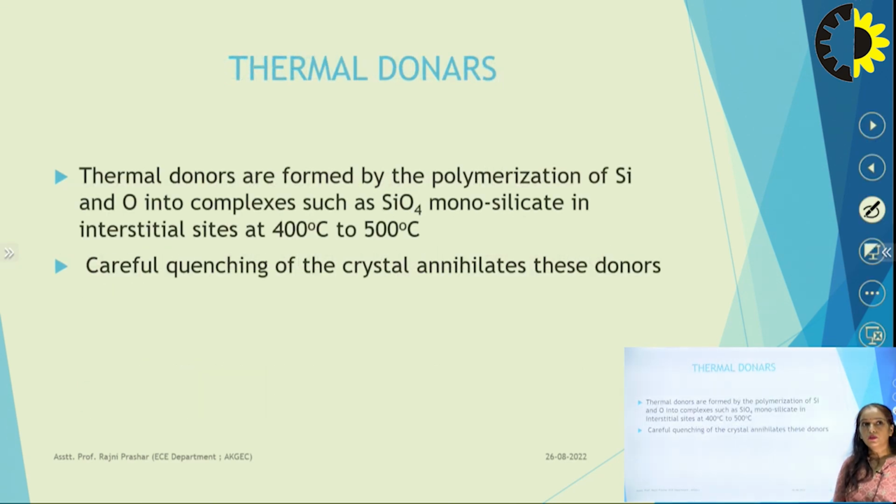Thermal donors are formed by the polymerization of silicon and oxygen into complexes such as monosilicate in interstitial sites at high temperature, that is 400 degrees C to 500 degrees C, and careful quenching of the crystal annihilates these donors.